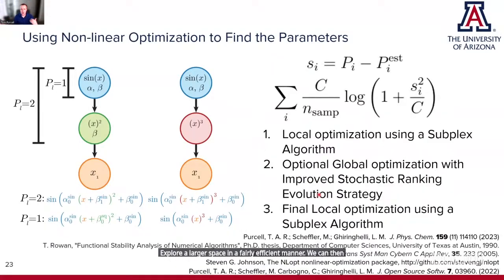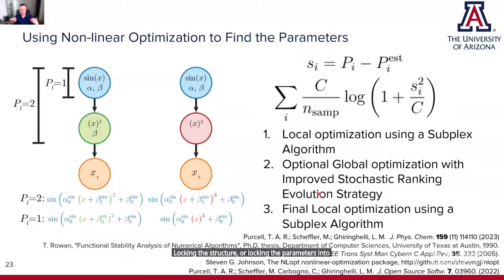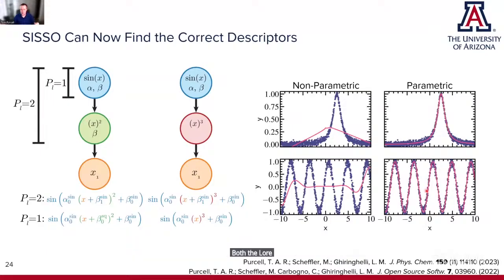We can then do an optional global optimization in order to make sure that our initial guess isn't locking the structure or the parameters into a non-optimal part of the parameter space, before doing a final local optimization using the subplex algorithm again, but with slightly more stringent conditions for convergence. Doing this, we can now actually find both the Lorentzian and sine curves with a fairly easy time of it.